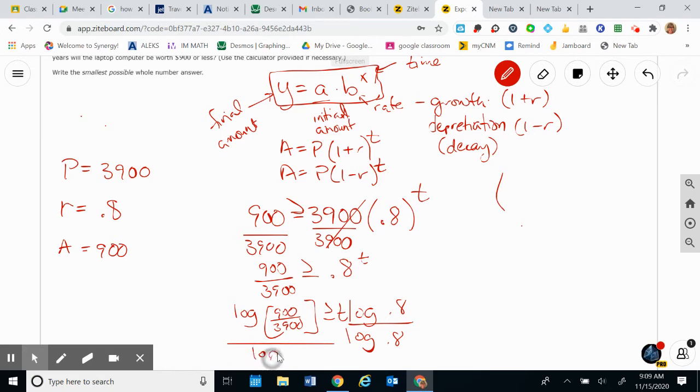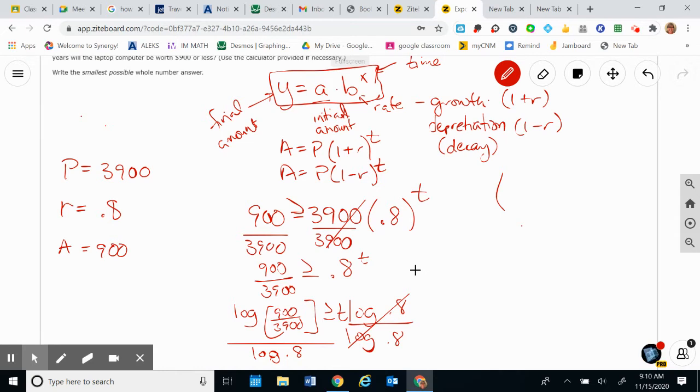Now it's basically just algebra, and you guys are not used to using whole words, but that's kind of what you just got to get used to with these logs. Okay, and now we just plug that into the calculator. So again, I'm going to write this down. It's log 900 over 3900 over log of 0.8.